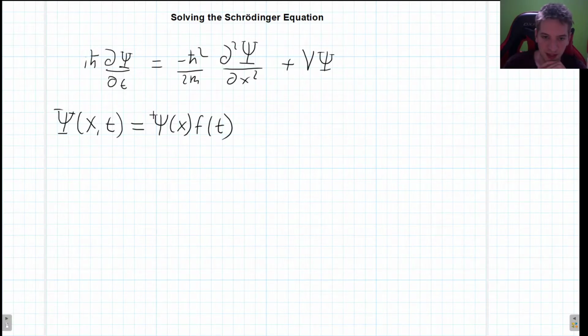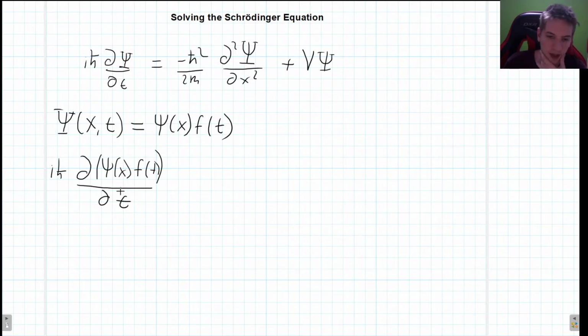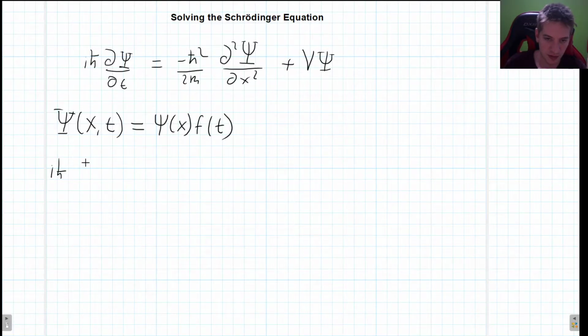So let us now replace this into our Schrödinger equation. We get i h bar, instead of this partial of psi, partial of psi of x times f of t with respect to t. But here, this psi of x does not depend on time, so we can just take it out and put this psi of x in front, and we get partial of f of t over dt.